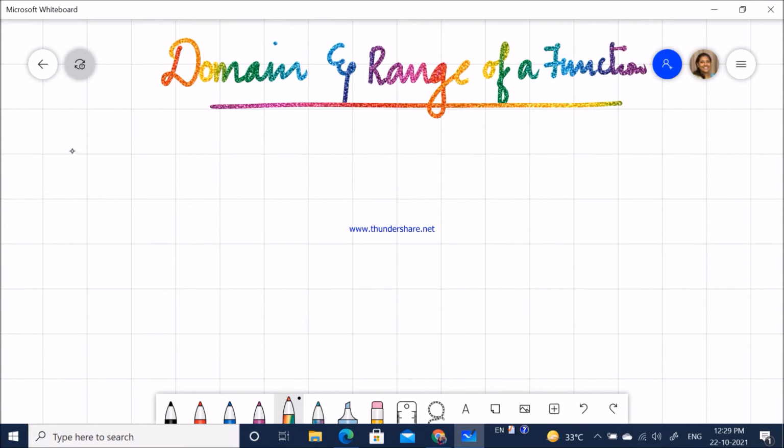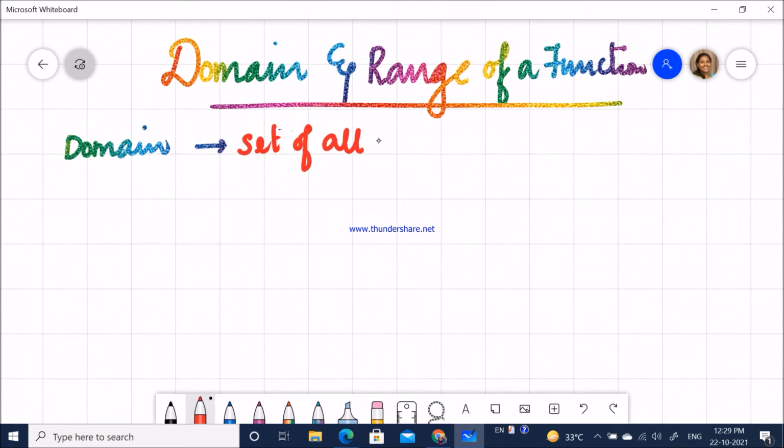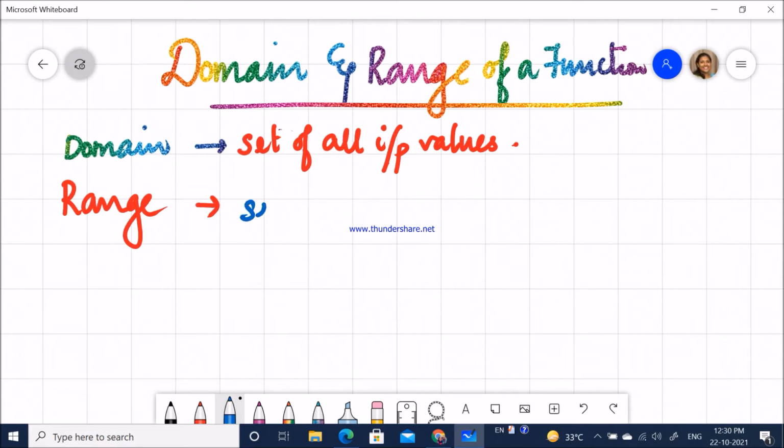In simple sentence, we can define domain as the set of all input values. All input values are called domain, and range means the set of all output values. Okay, set of all input values are domain and set of all output values are range.